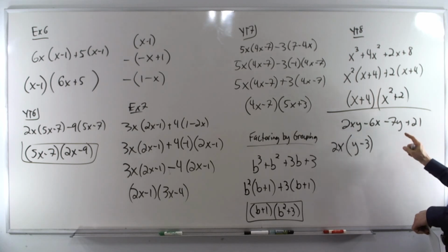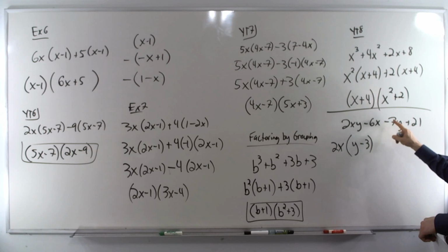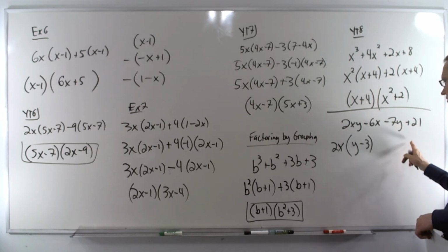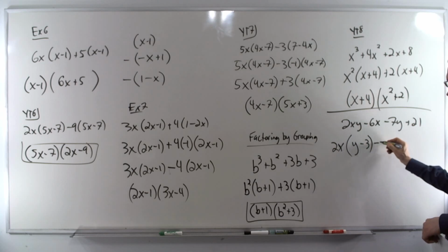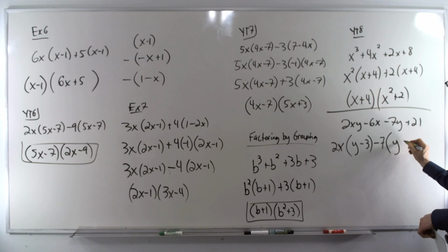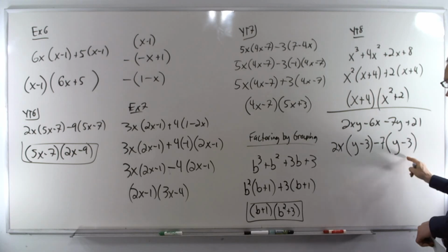Now if we factor out a positive 7, that's going to leave behind negative y inside the parentheses. So make sure we're going to match here. So instead of factoring out positive 7, we're going to factor out negative 7. And that gives us y minus 3. So now they match.